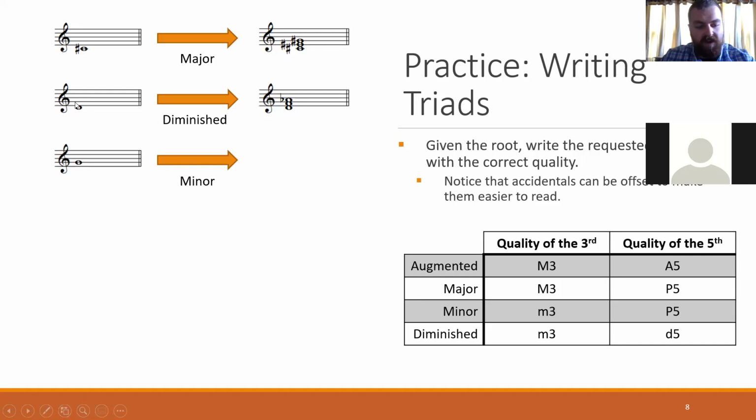We know that D up to F is a minor third. D up to A would be a perfect fifth, so we need to lower that down a half step. D up to A flat gives us a diminished chord here. Okay, great. Do another one. Minor.